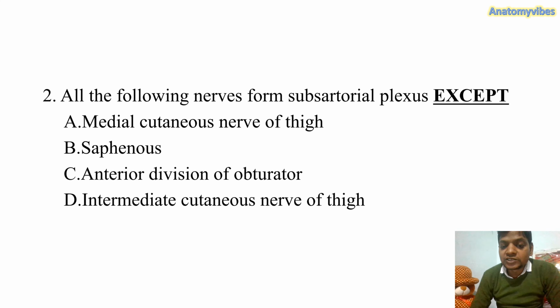All the following nerves form subsartorial plexus except. So only three nerves we have discussed. Medial cutaneous nerve of the thigh on the medial side, obturator nerve on the medial side, which division? Anterior division, and content of adductor canal, saphenous nerve. So only these three nerves are there in the subsartorial plexus.